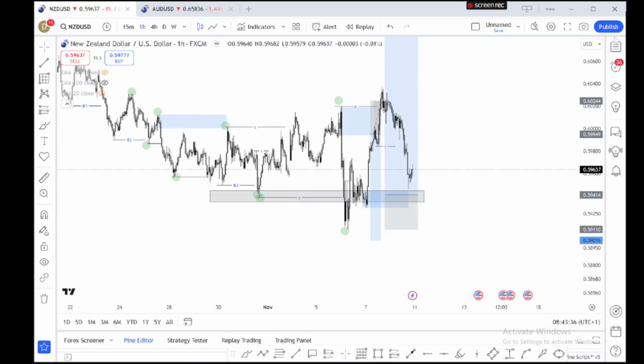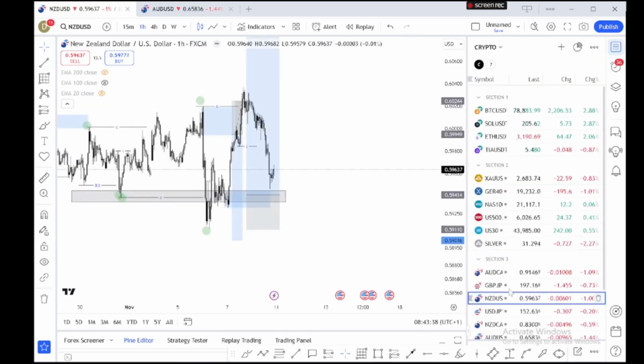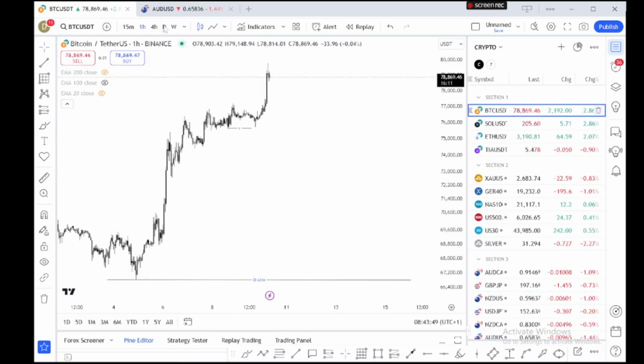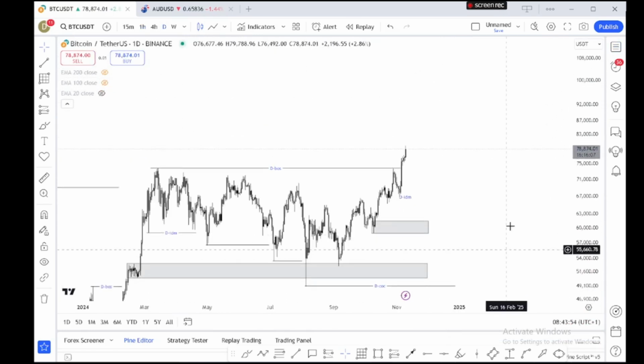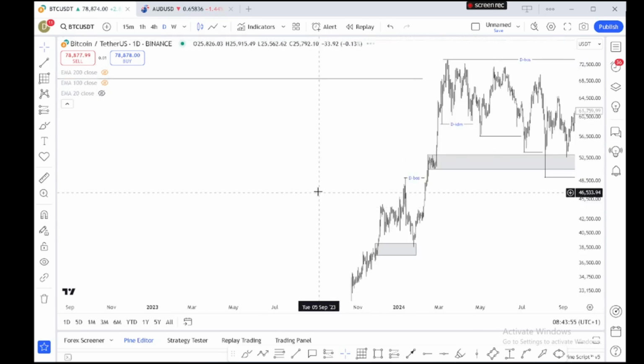Yes, okay, I've explained this one. Then what next? Yeah, I think that's all. So I'm not seeing much on this. Okay, Bitcoin. Let me see Bitcoin. Bitcoin is kind of bullish. Let me check it in the daily time frame.